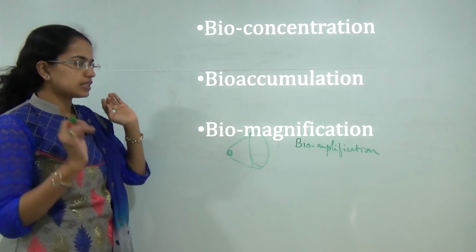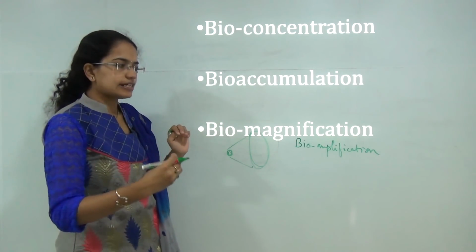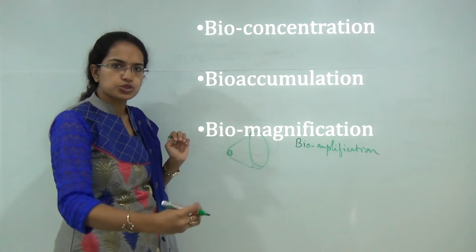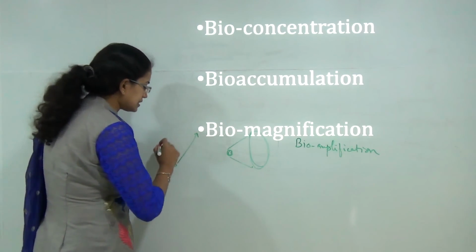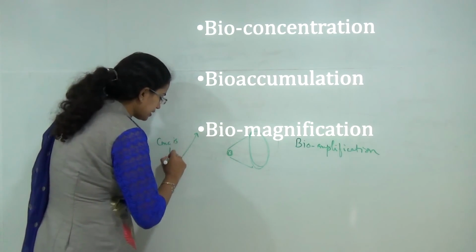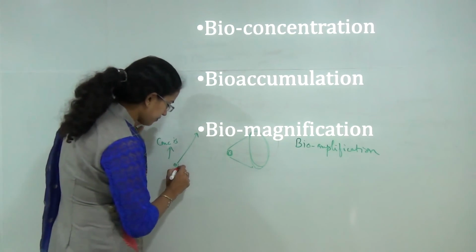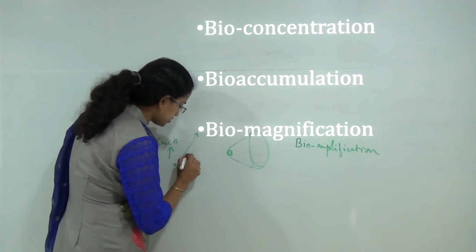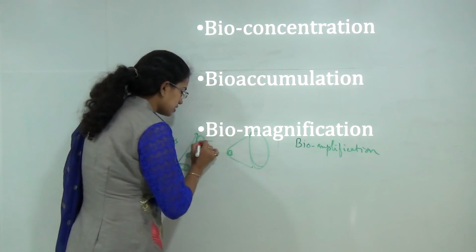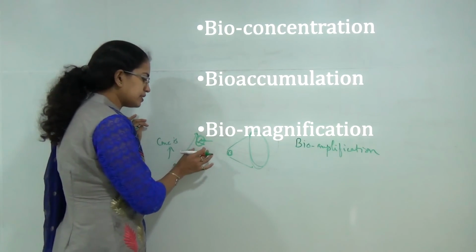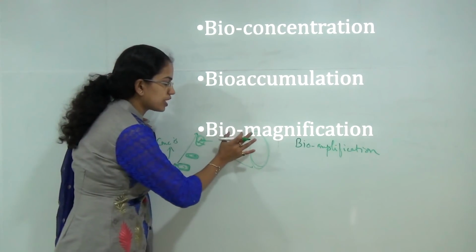So biomagnification clearly states that if any pesticide is introduced at the level of producers, as it goes up the trophic level, its concentration ought to increase. The concentration of that pesticide in plants would be very low, but when those plants are consumed by certain animals, they would show higher concentration, and finally if human beings consume those animals, they will show further higher concentration. This is what is known as biomagnification.